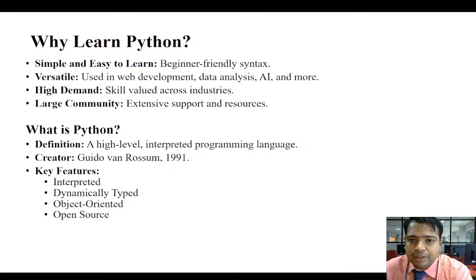So what is Python programming? It is a high level interpreted programming language, used to develop apps, or develop websites and all these particular applications.